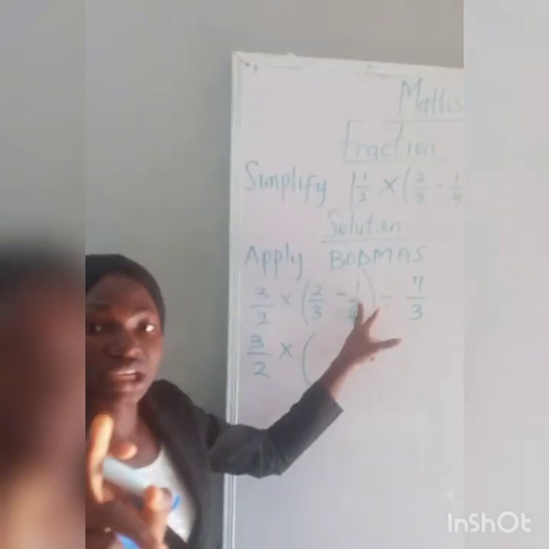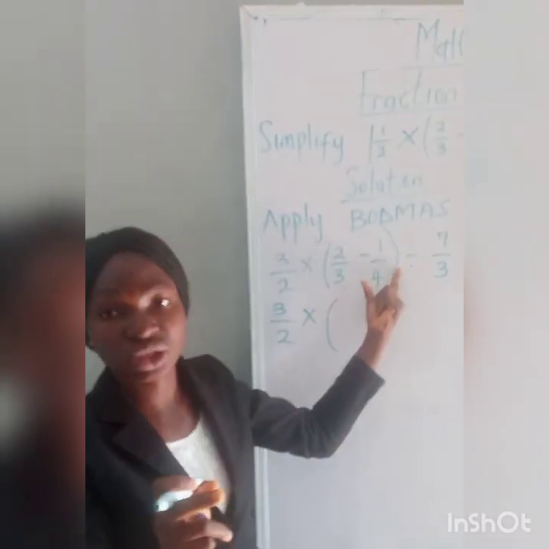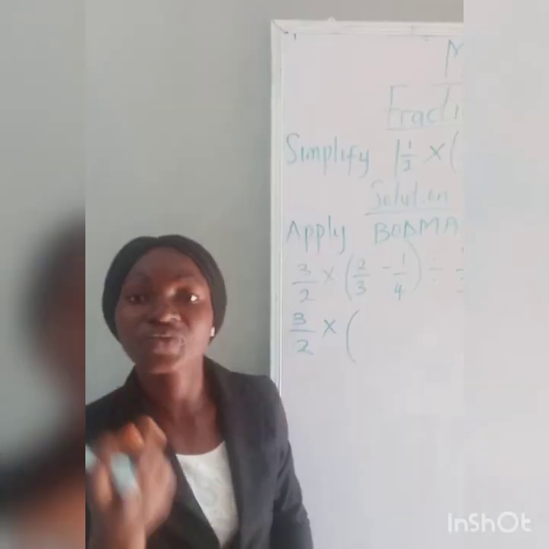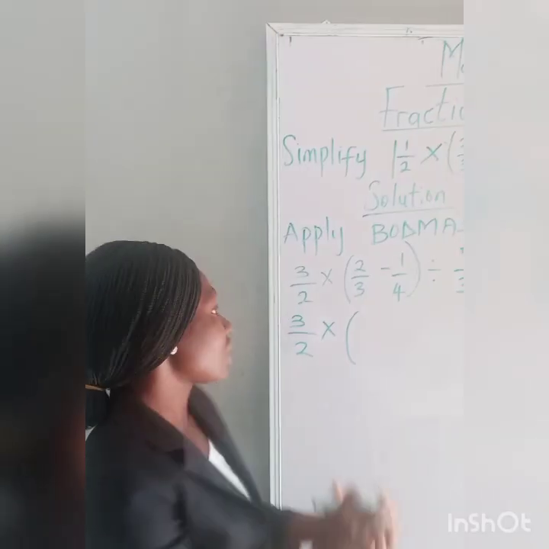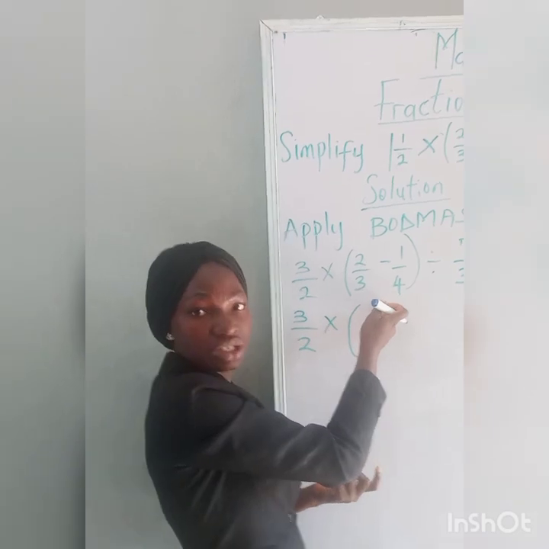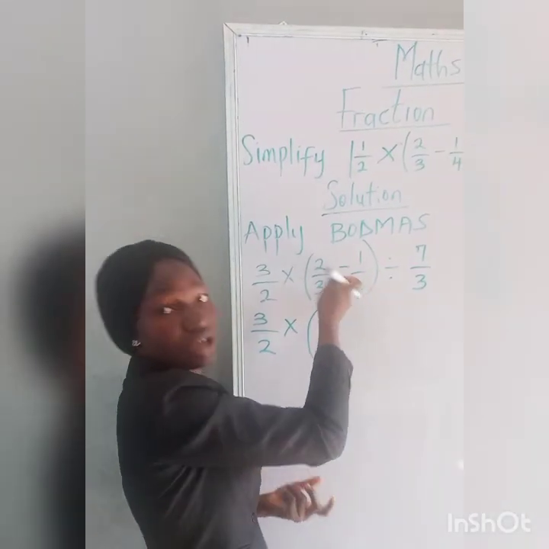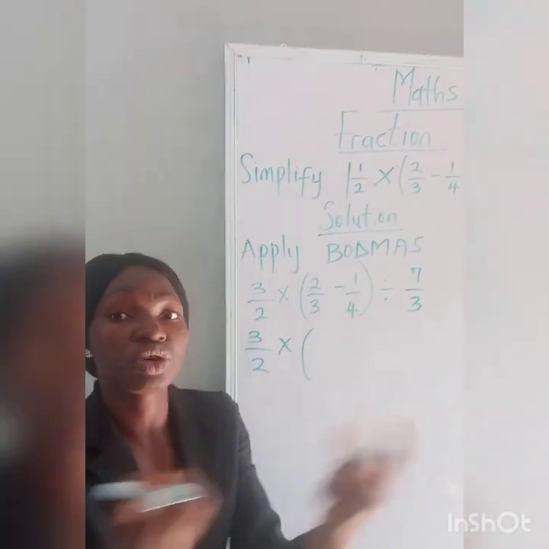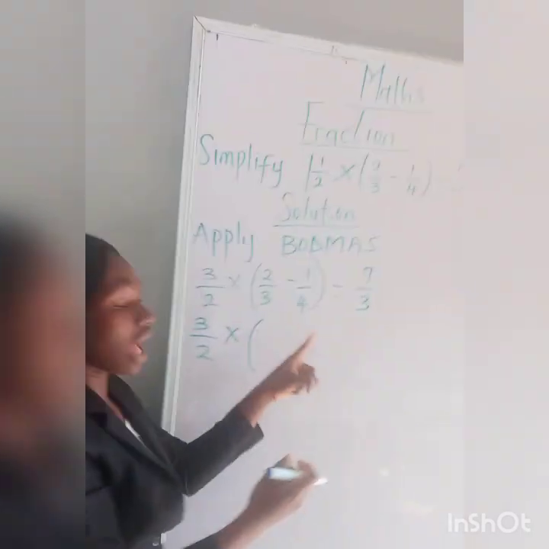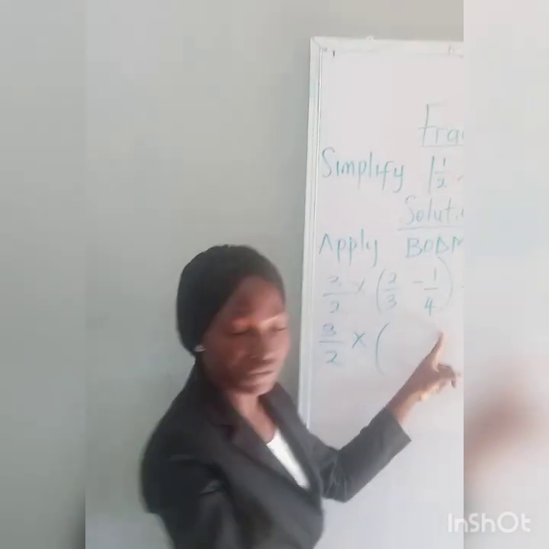Whenever we have minus or plus in between two fractions, the next thing you do is you find the LCM. Let's say for instance you have plus here, you find the LCM. Let's say for instance now we have minus here, you find the LCM of the denominators, so that was 3 and 4.